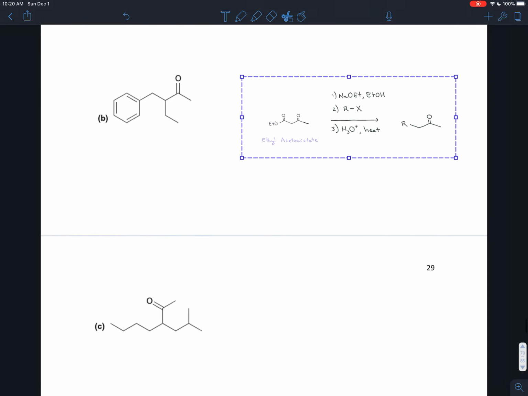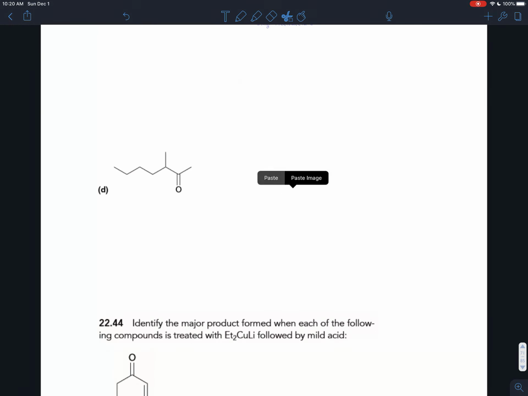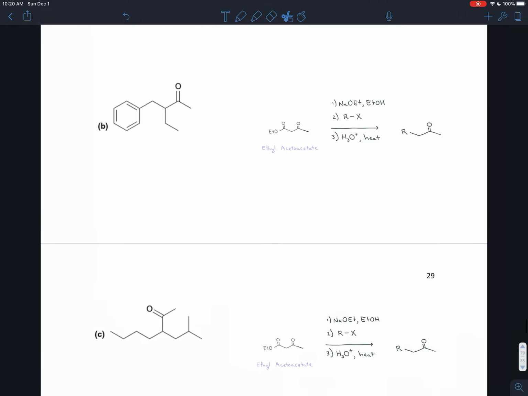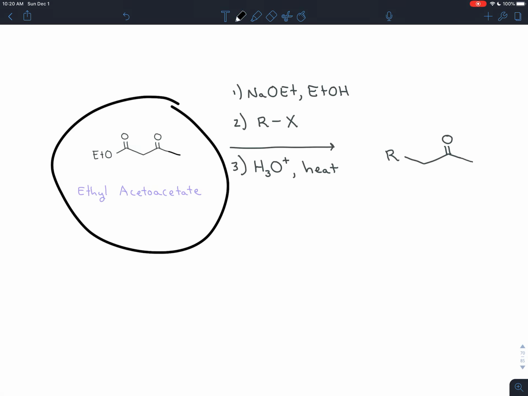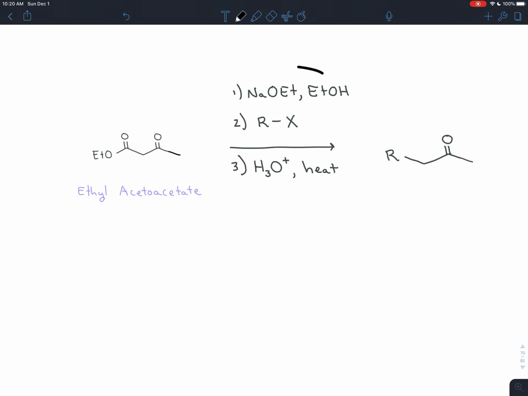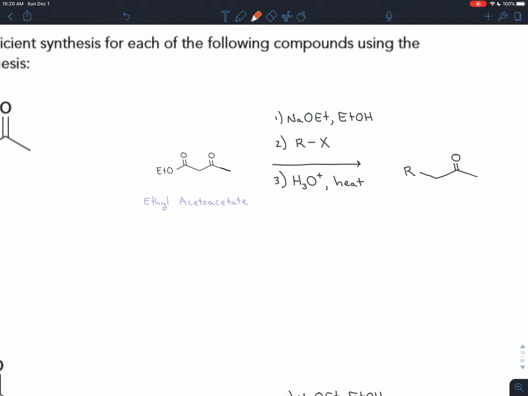So let's write that recipe down for each of these exercises, and then we'll adjust it as we need for each individual molecule. In the recipe, what you always use in the acetoacetic ester synthesis is ethyl acetoacetate, and then you always treat that with sodium ethoxide in ethanol solvent, and then an alkyl halide that you have to figure out which one that's going to be. And you always end with aqueous acid, so hydronium, and heat. And we walk through what each of those things is doing and how it contributes to the overall change that you see in the molecule.